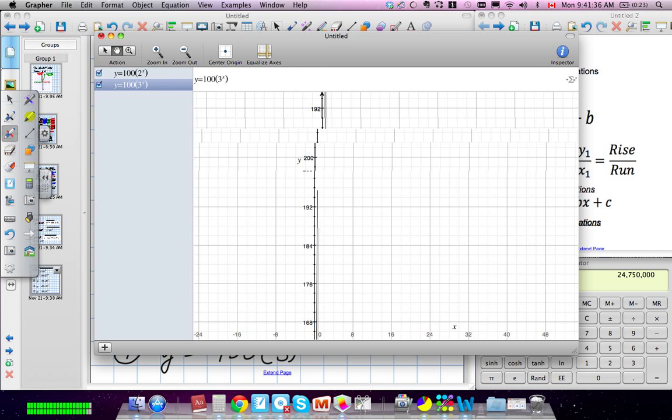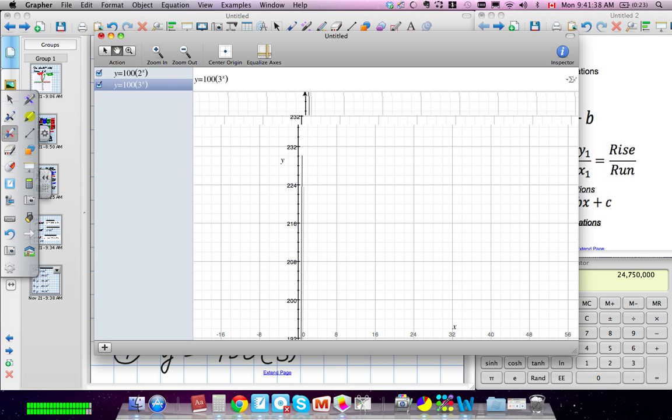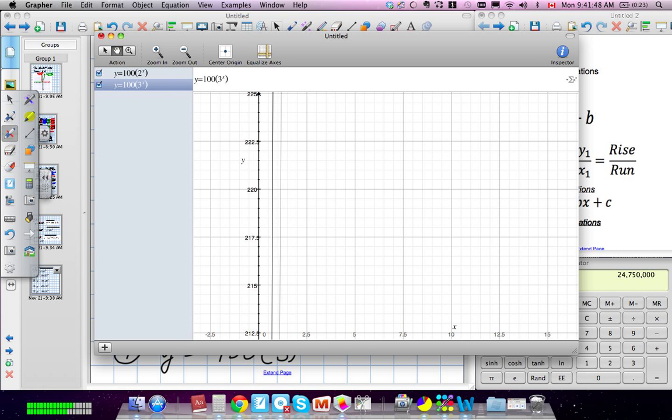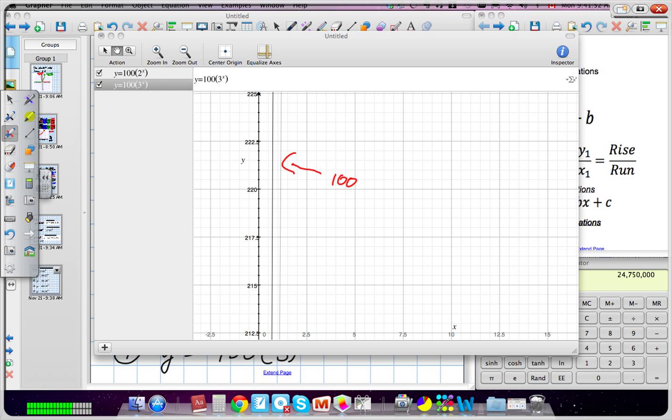What I want you guys to notice is that the new equation we've put in is in black. If you notice the rate of change, this was 100 times 2x, and this one is 100 times 3x. The rate of change has increased. So the larger our b variable becomes, the faster our equation increases. It becomes steeper and steeper, our exponential model.